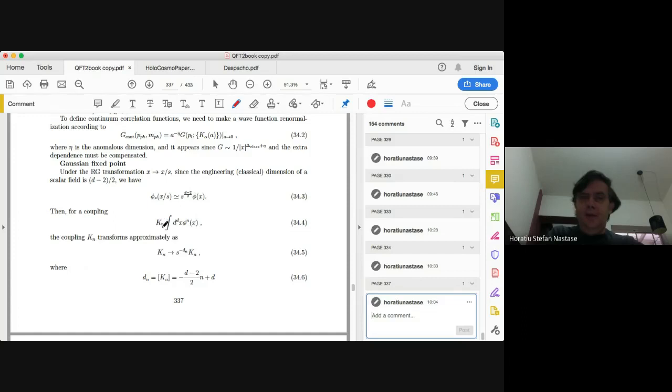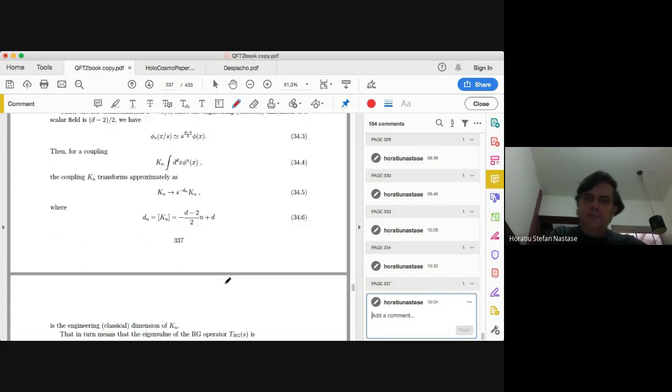But then we find, the term in the action will be the coupling k_n times the integral d^d x times phi to the n. And then the scaling of k_n with s, k_n going to s to the minus d_n times k_n, results in this dimension d_n, which is the classical dimension of the coupling k_n, is minus (d minus 2) over 2 times n plus d. I mean, this comes from phi to the n, and this comes from d^d x.